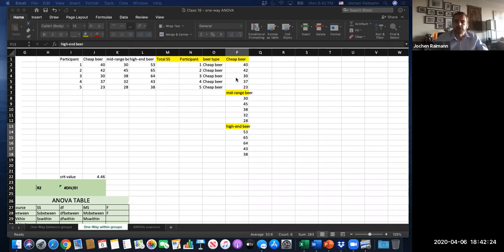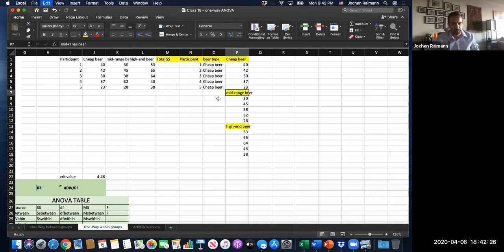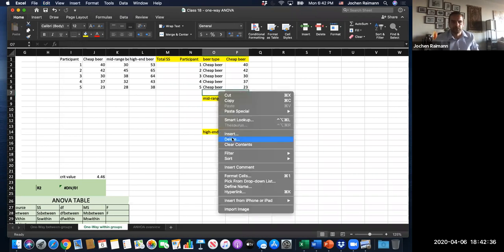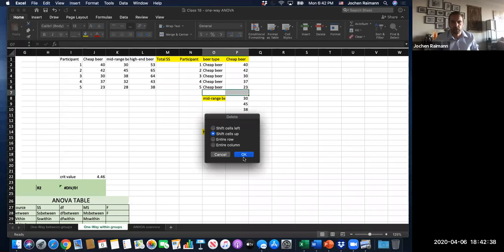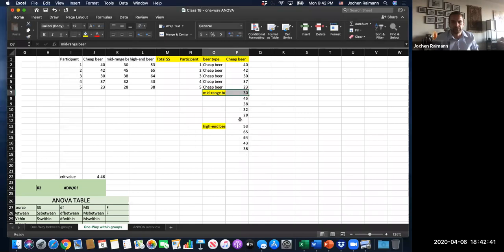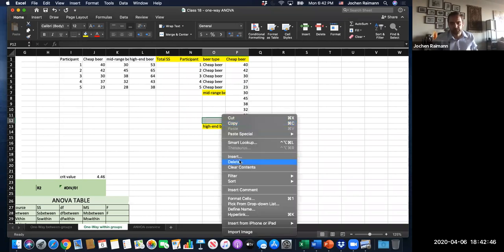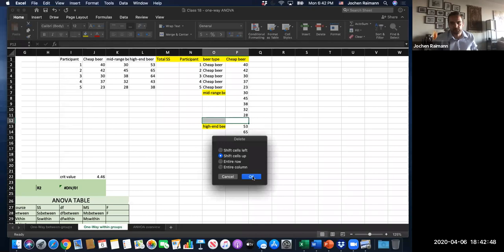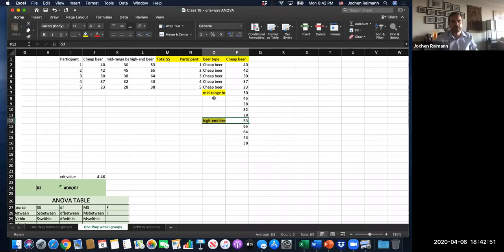Okay, so now we're back at it. So we have the mid-range beer. We do have the high-end beer. And we're basically reorganizing this data in a way that we have it in a long format. And this long format is quite important in this context because it's the first time we're doing some more high-end statistics, the repeated measures Anova. That's a synonym actually for this test. It's a repeated measures Anova.